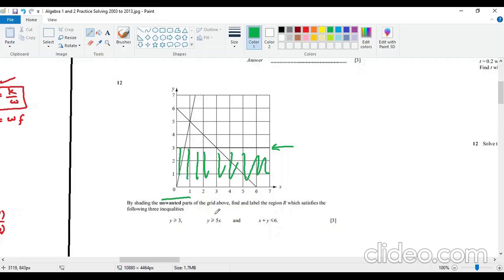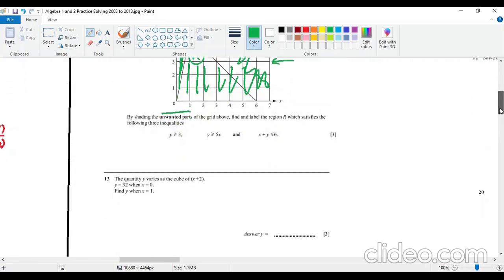Now the second line is y equals 5x. That means it is this line they're talking about, and it says all the greater ones. So normally it's to be this side, but in here we are going to shade this side. And x plus y less than 6. That means they're talking about the third line, and it has to be greater than. So it should be this area. So this area is going to be called R.